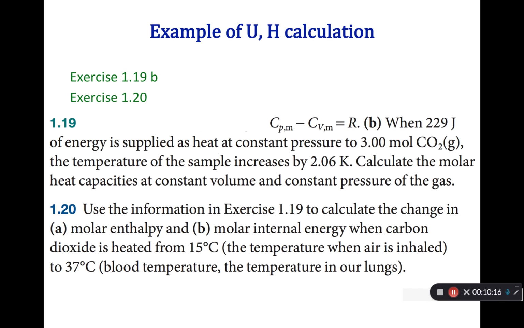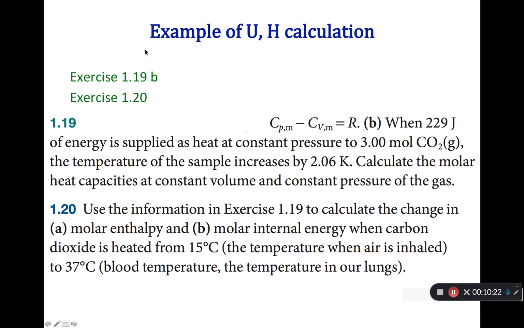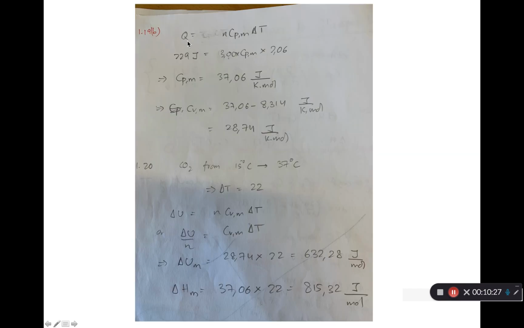Good. So we can continue. So in the first example, heat is being supplied at constant pressure. So one must use the heat capacity at constant pressure. So the heat supplied is equal to the number of moles multiplied by the molar heat capacity at constant pressure multiplied by the change in temperature. And if you plug in the numbers, the molar heat capacity at constant pressure is 37.06 joules per Kelvin per mole. And from this, you can also calculate the molar heat capacity at constant volume.